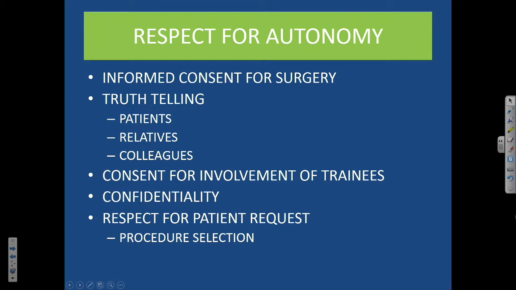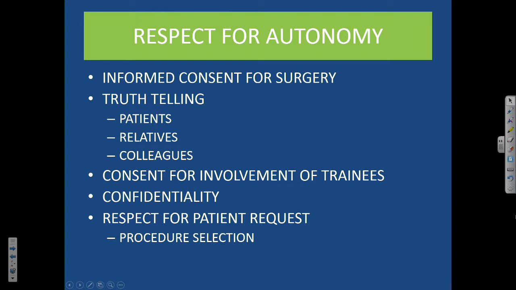Autonomy also involves consent for the involvement of students, residents, and fellows. Patients have a right to know if someone other than their attending will be participating in the procedure, perhaps performing the procedure, and they are given the choice to agree to that or not to agree to that. It also involves confidentiality and, again, respect for the patient request.